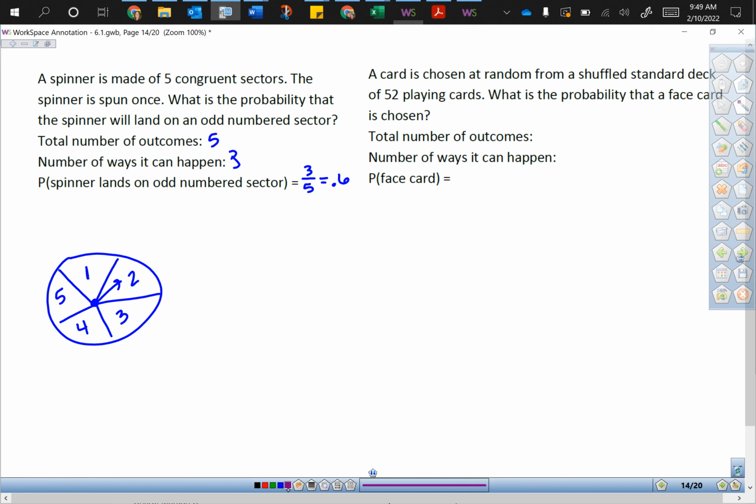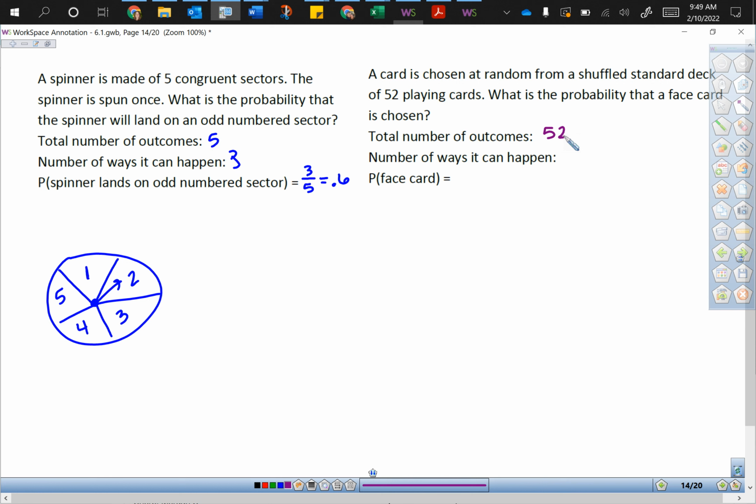4. There's hearts, clubs, spades, and diamonds. How many colors are there? 2, red and black. Okay, how many cards are there in each suit? 13. We go ace, 2, 3, 4, 5, 6, 7, 8, 9, 10, jack, queen, king. So, the total number of outcomes: how many total possibilities do you have when drawing a card? 52.